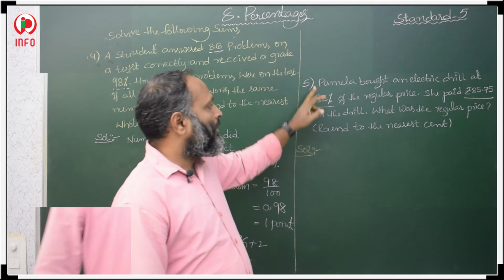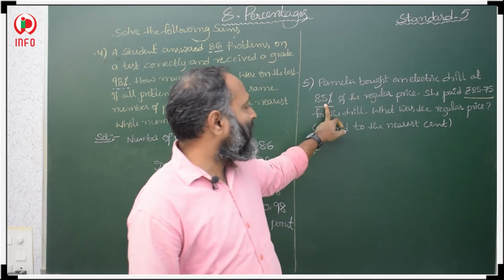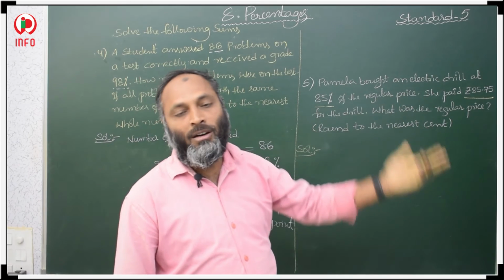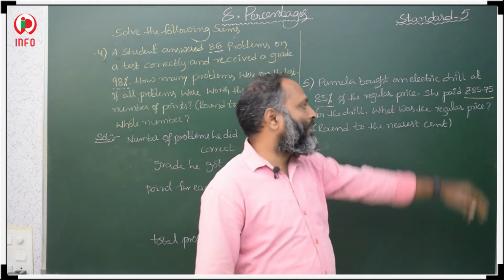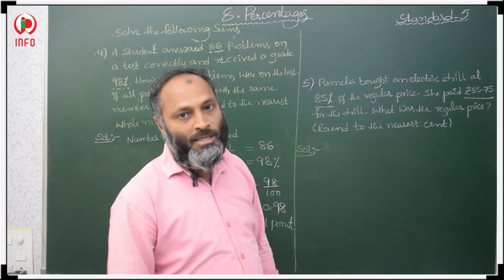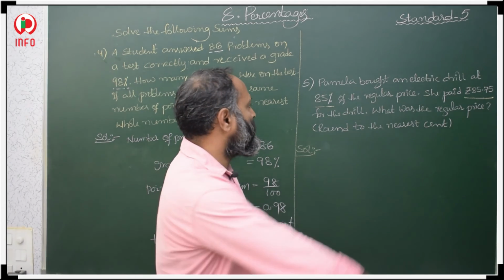Okay. So here she bought an electric drill at 85% of the regular price, means she got a 15% discount on the regular price. So then she paid 85.75. What is the regular price, means what is MRP? The maximum retail price he is asking.